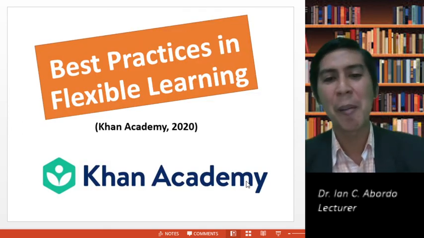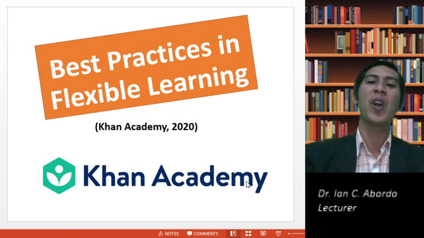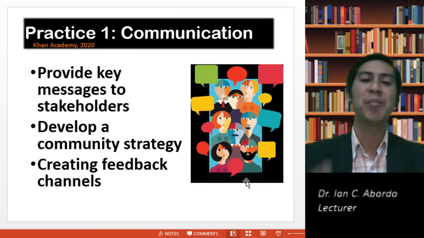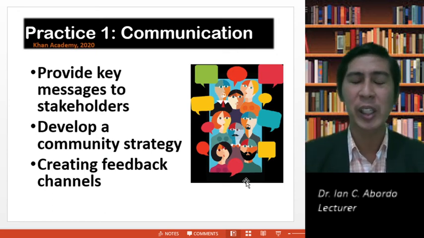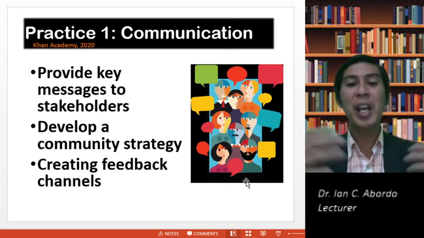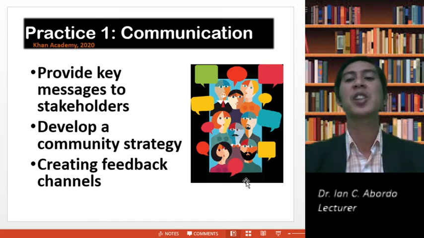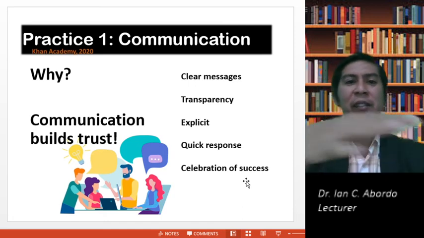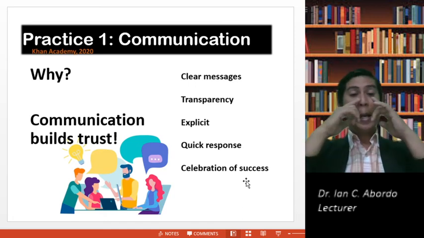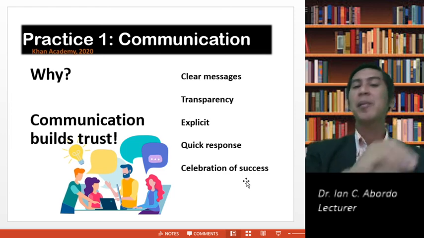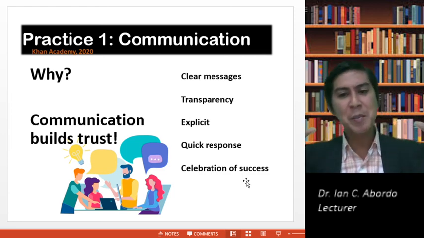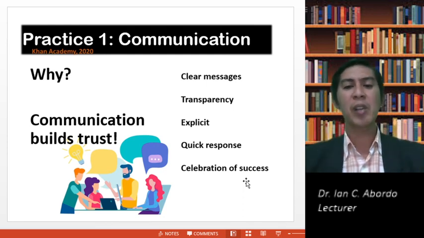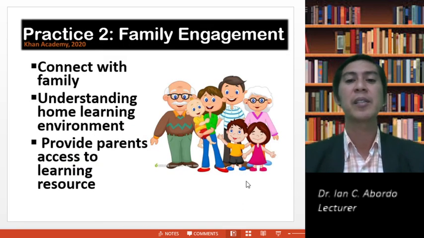Here's one experience from Khan Academy. I think you have read this one also. Just review some of them. Communication to our stakeholders, I should say. Develop really a communication strategy. Feedback channels are very important. Why do we communicate? In all our activities in the transitioning period and establishing a flexible learning environment, we need clear messages, transparency, they must be explicit, quick response, and of course, we communicate our success, celebration of success.